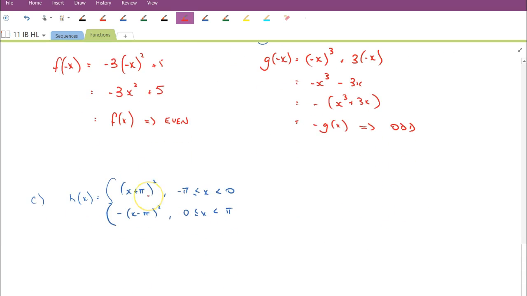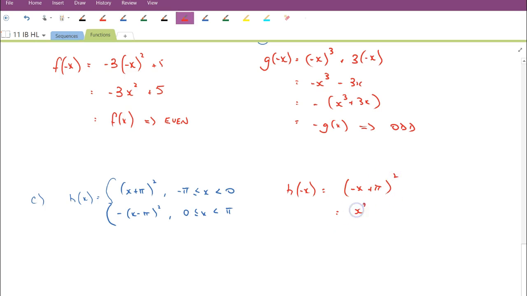Down here is a hybrid, same idea. We're going to put in h of minus x and see what we get. It doesn't matter which one we put it into actually. What we want to see is what comes out at the other end. So I'm going to put in minus x here for x, using this definition here and squaring it.